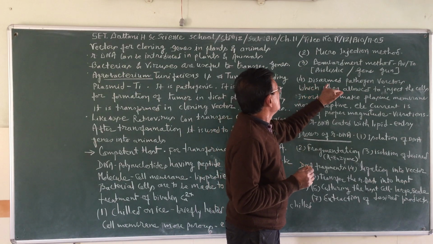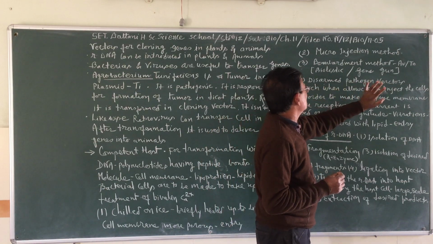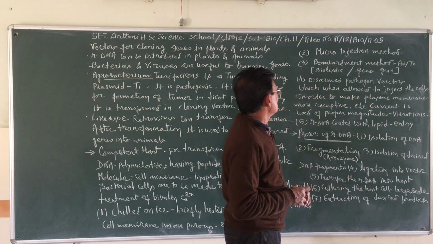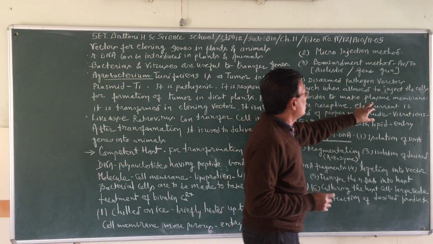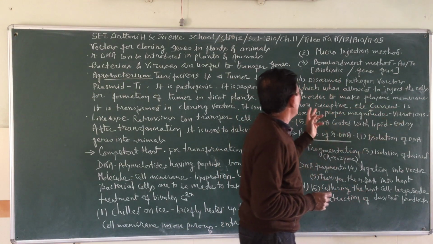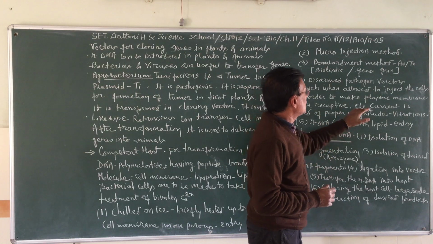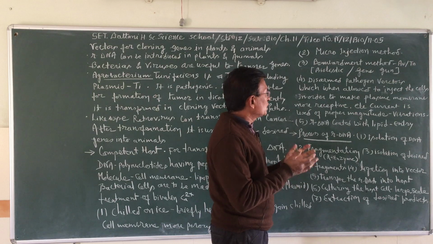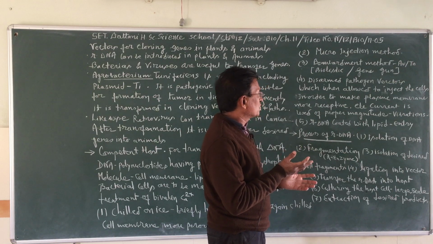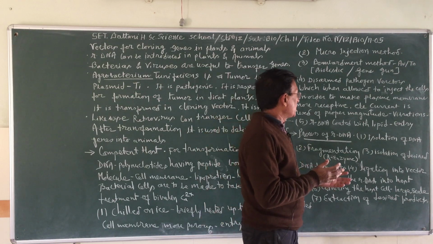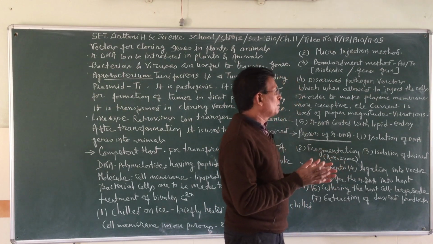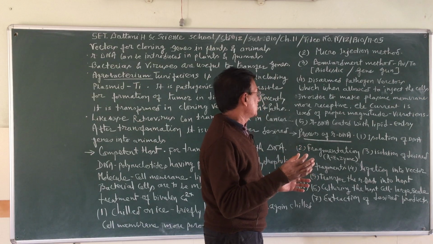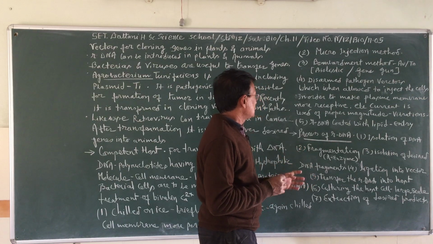The fourth one is disarmed pathogen vectors, which are allowed to inject the cell. In order to make the plasma membrane more receptive, an electric current of a certain magnitude is given. So it will produce vibration, and due to this micro vibration, the cell membrane will allow the foreign particles to go inside the cell.